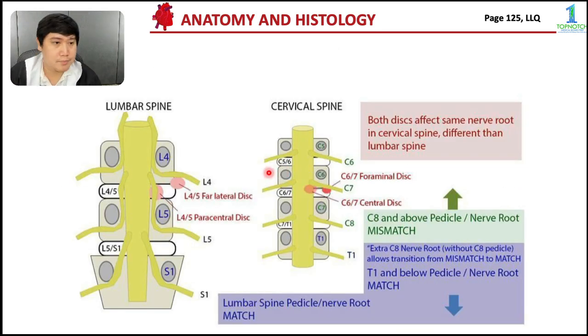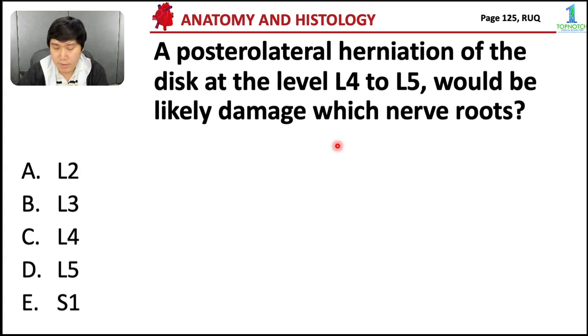So in this image, C5, C6, the one that exits is C6. So if you have a disc herniation here, C6 gets compressed. Moving on to this question. In the cervical spine, it's straightforward. However, in lumbar disc herniation, we have a bit of an issue. Let's try to answer the question first. A posterolateral herniation of the disc at the level of L4 to L5 would likely damage which nerve roots? L2, L3, L4, L5, S1. Definitely not A and B, so between these three only.